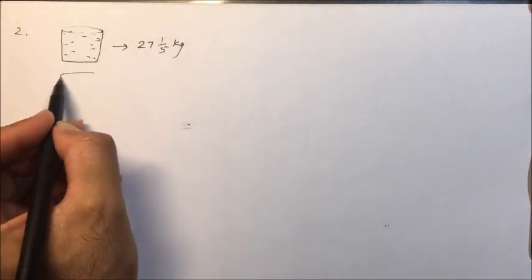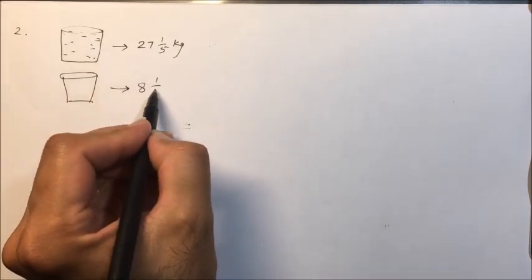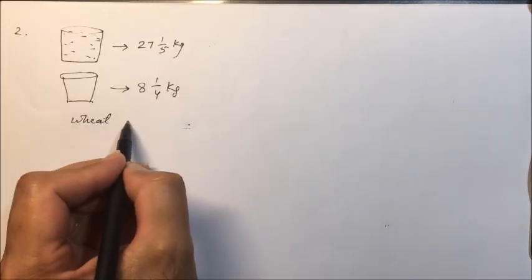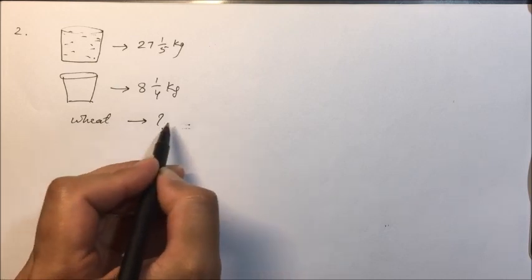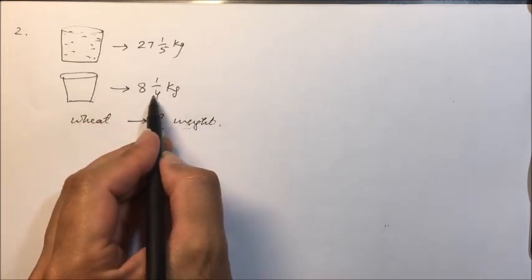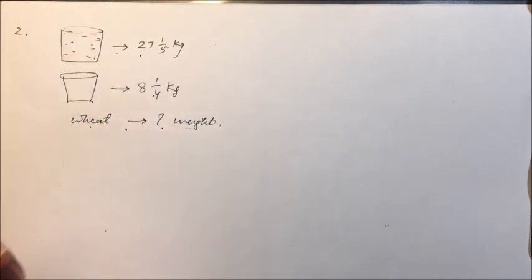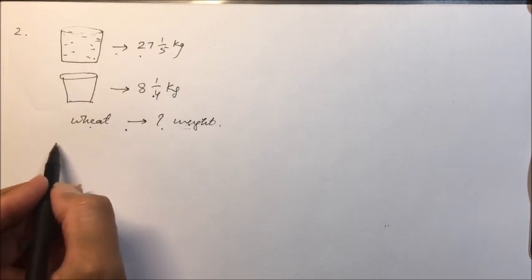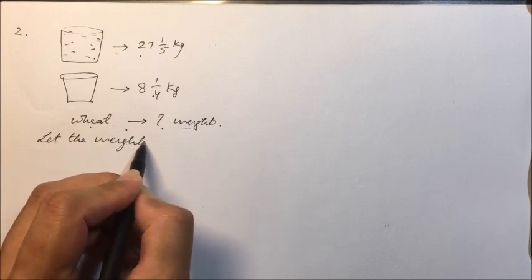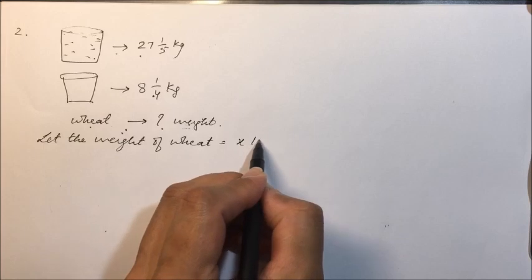Now it is given, the empty container weighs 8 1/4 kg. So we have to find the weight of wheat. How can we find it? Empty container weight plus weight of wheat will give us the total weight. So let the weight of wheat equal x kg.